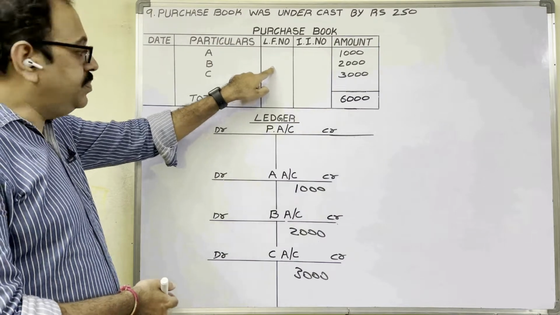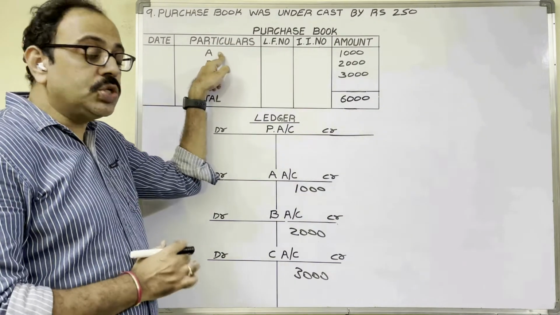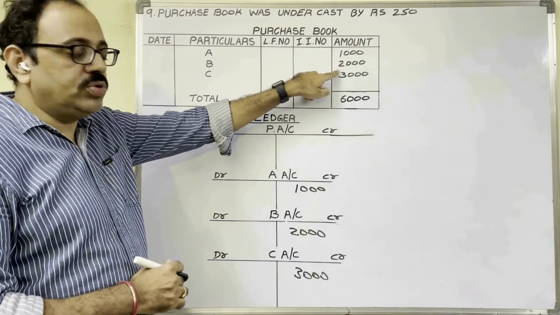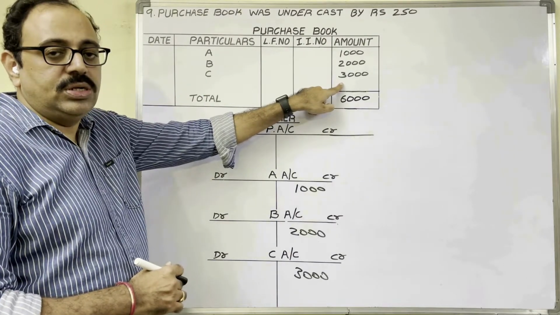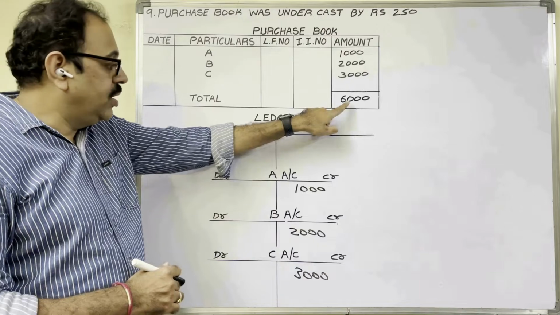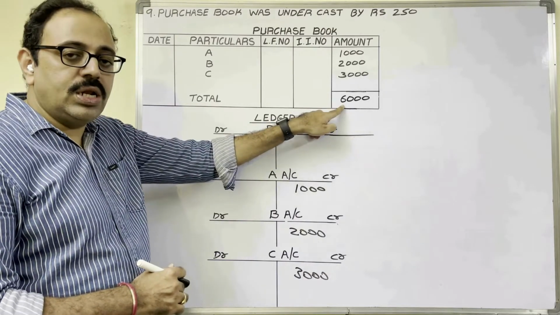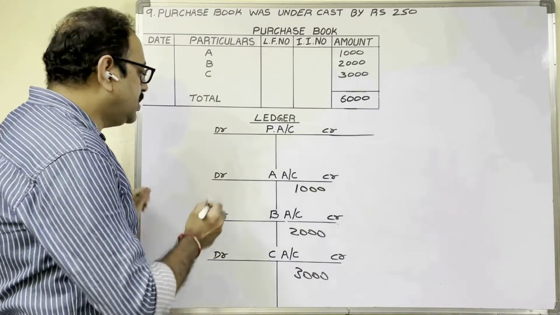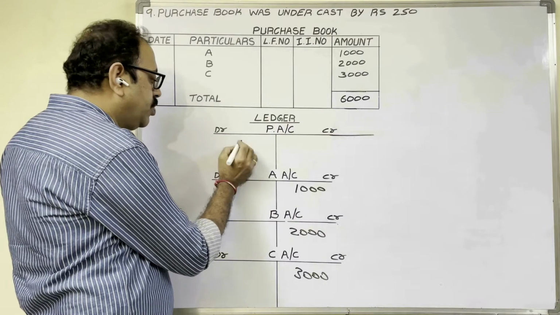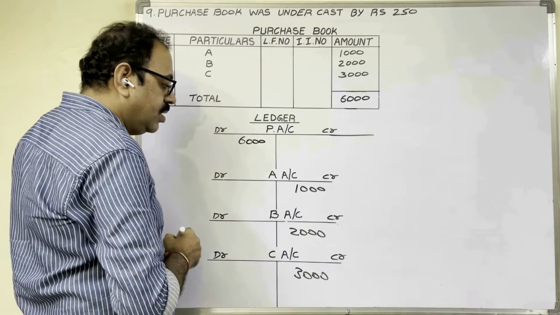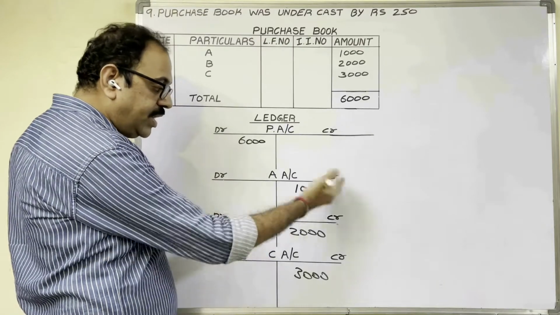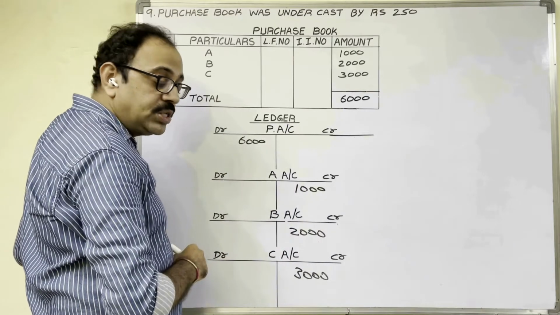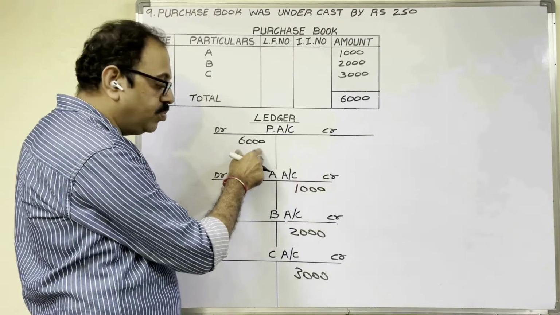Purchase book we prepared. From supplier A, firm purchased goods on credit for 1,000 rupees. From B for 2,000. From C for 3,000. Total is 6,000. In purchase account, we should post this total. Purchase is an expenditure. Expenditure shows debit balance. Debit side, to sundries as per purchase book, 6,000. And in suppliers accounts, on credit side, individual amounts we should post. Balance carried on comes in purchases account, credit side, because debit total is more.